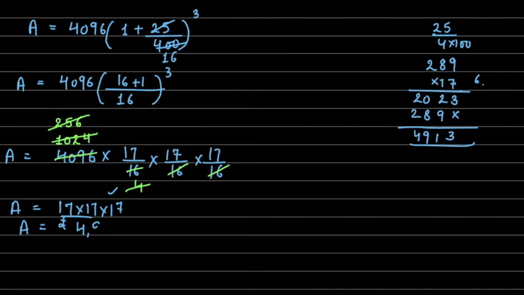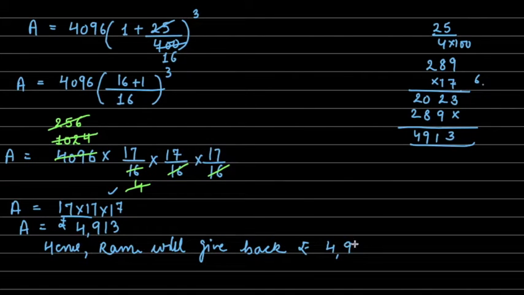Rupees 4,913. So this is the amount which Ram will give back after 18 months. Hence, Ram will give back rupees 4,913. So he has taken 4,096 for a period of 18 months at a rate of 12.5%. But how much will he be returning? He will be returning rupees 4,913. So this was question number 9. Let's see question number 10 of this exercise.